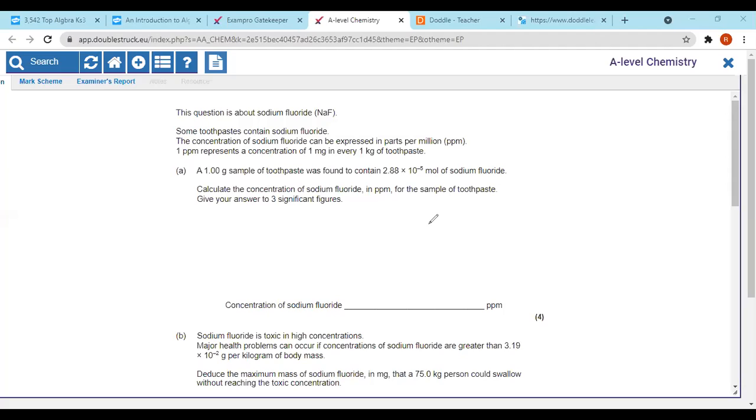So the first thing you need to do is work out the Mr for sodium fluoride. Our Mr for sodium fluoride, which is NaF, equals 42. So that's our first part that we need. Then we need to work out our mass. Once we've got our relative formula mass, then we need our actual mass. So we want to work out how much sodium fluoride, NaF, is present in 1 gram.